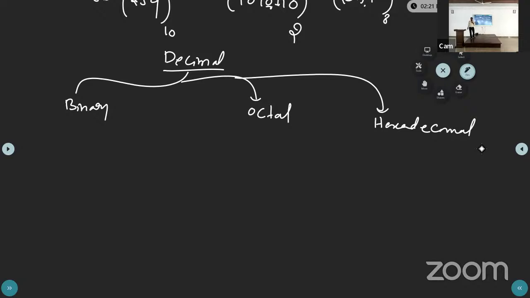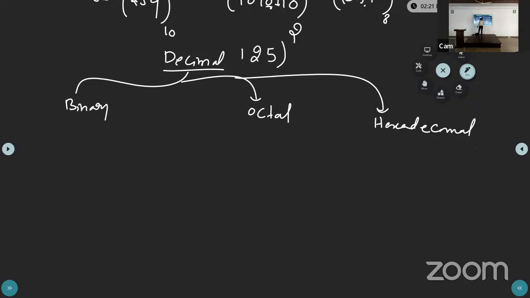16 table, 16 8s, how much? 16 8s are 128. Okay, now we can take the example.